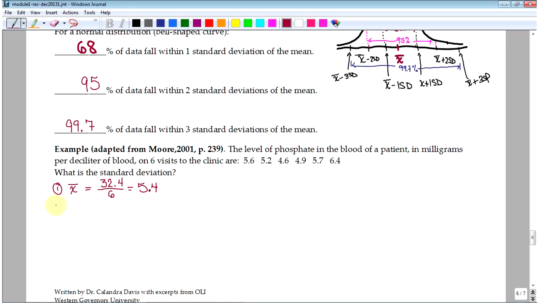Now the next thing we need to do is get the difference between each of our data values and the mean, and then square that value. Let's start with our 5.6 minus our mean of 5.4. Square that number. So that's going to be 0.2 squared, which gives us 0.04. Our next data point, 5.2 minus the mean, which is 5.4, squaring that. This gives us a negative 0.2, and we're squaring it. Squaring a negative makes it positive, so we also get 0.04 in this case.